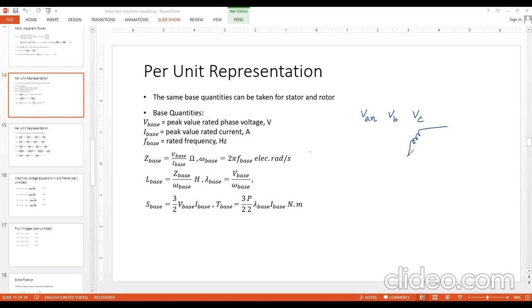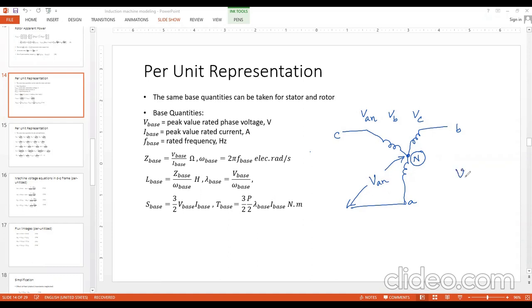If this is your, let's say, three phases, phase A, phase B and phase C. So there should be some, and this is Y connected, so there should be some neutral point. So in that case, they are considering that this voltage VAN, that is the phase voltage, or VBN or VCN, the peak value of the phase voltage.